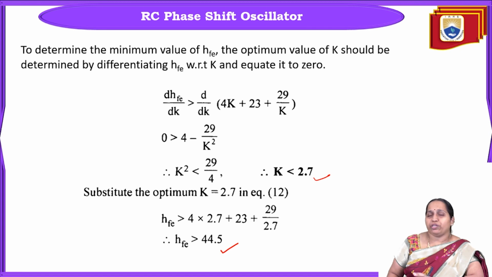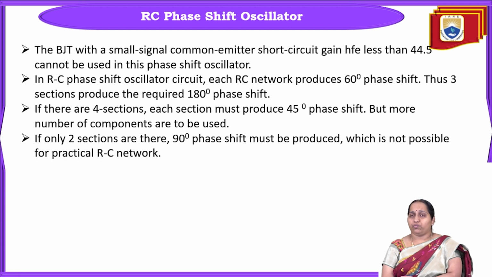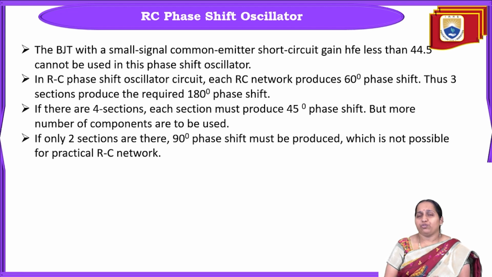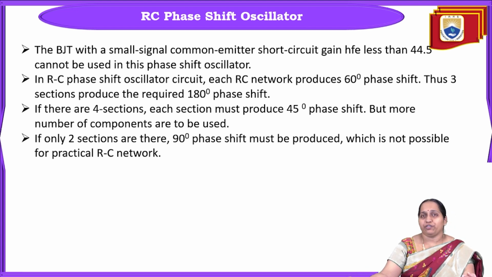And as we know, we have used 3 RC circuits. So what does it indicate? The amplifier will give 180 degrees of phase shift. So in order to nullify this 180 degree phase shift, another 180 degree phase shift should be provided by the RC networks. So on the whole, we are using 3 RC circuits, and each RC network will produce 60 degree phase shift. So the 3 sections together will produce 180 degree phase shift.